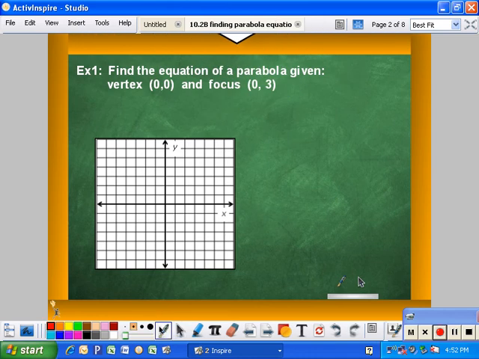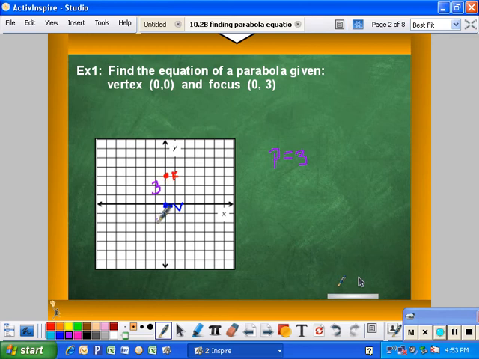Okay, let's get started by graphing the information we have. Find the equation of the parabola given the vertex at 0, 0. Let's plot the 0, 0. And also we have the focus at 0, 3. So there's our focus. Here's our vertex. What's the distance between those? Because when we find that, that will be our value of p. It looks like p is 3.